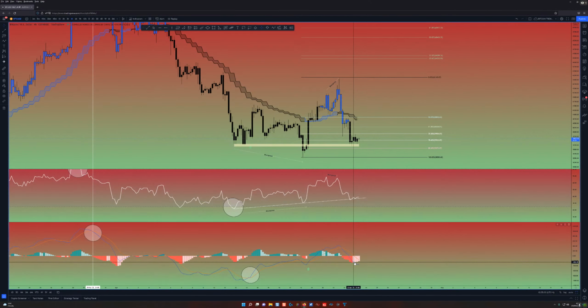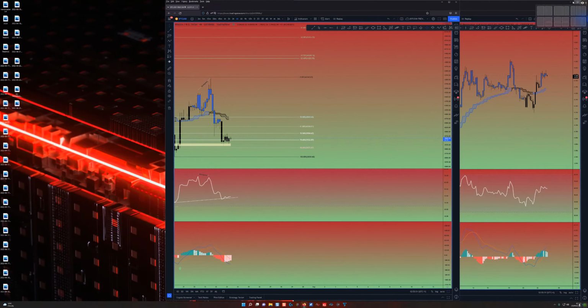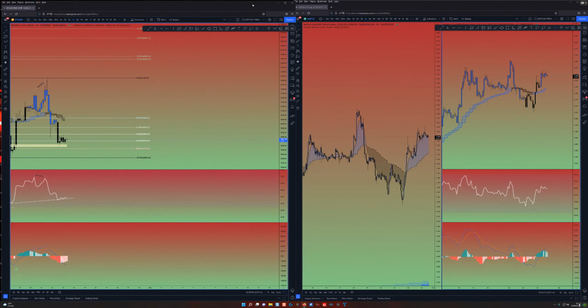We do have this MACD as well, moving up. It is the weekend, and this will be moving back up like so, but still looking nice. Okay, so moving onwards to the next chart.